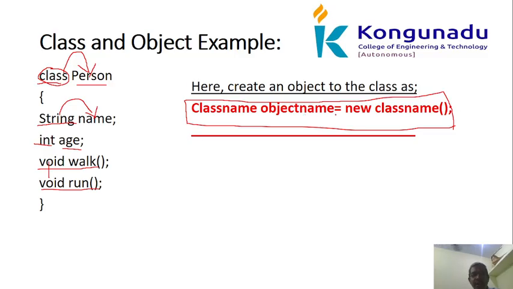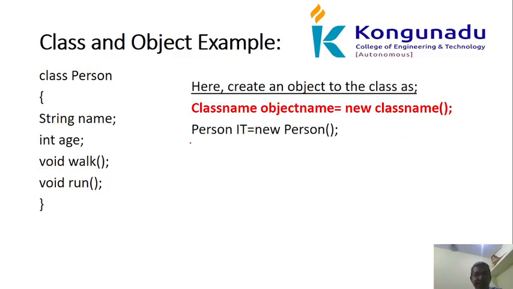Class name, object name equal to new of your class name. The class name is already the same, Person will be there. For example, in the next slide, I consider Person as the class name, and then IT is the object name. So new of your class name; the class name remains the same thing, Person. This is the way of creating objects for the class, and based on this only we can access the data.